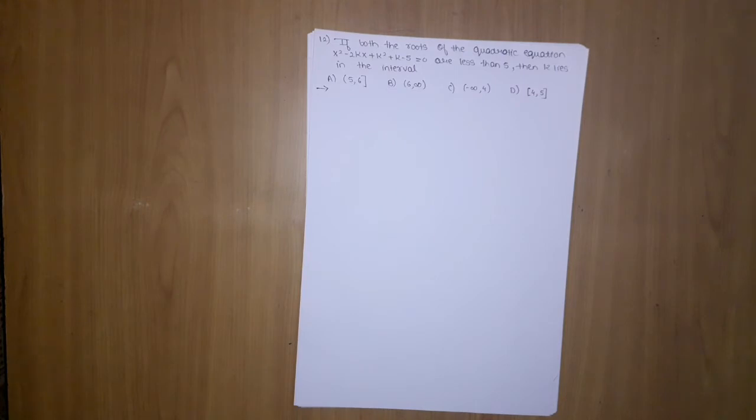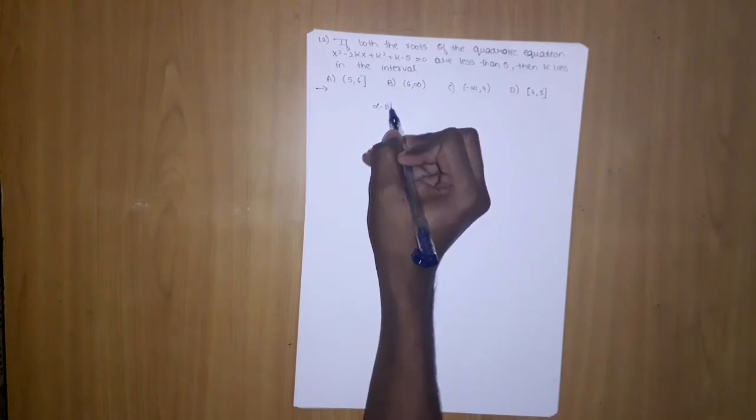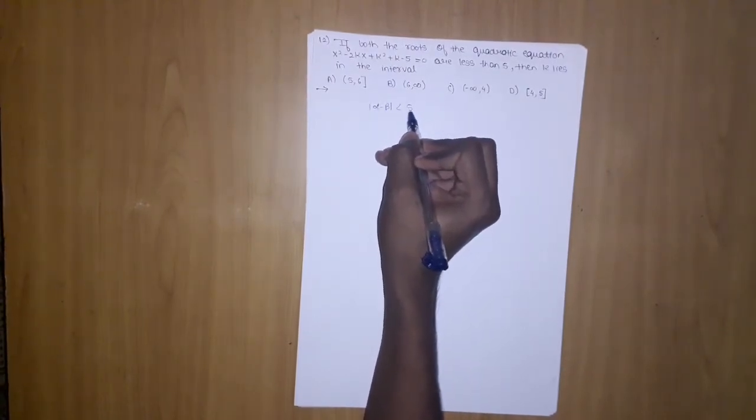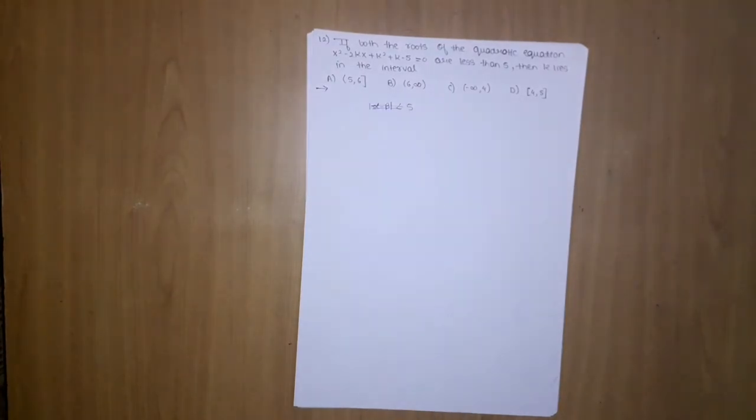It says if both the roots of the quadratic equation x² minus 2kx plus k² plus k minus 5 equal to 0 are less than 5, then k lies in the interval. Okay, we want to find in which interval k lies. They have not talked about the difference. They have talked about less than 5, right?